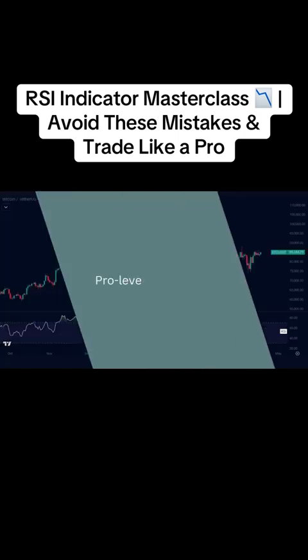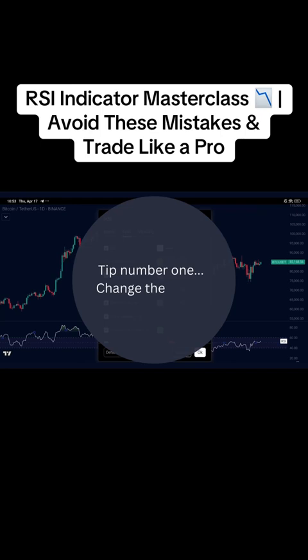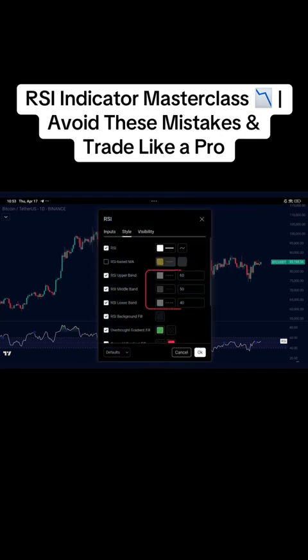Now let's look at some pro-level RSI settings. Tip number 1, change the default levels. Instead of 70 and 30, use 60 and 40. This helps filter out noise. It gives more reliable signals in fast-moving markets.